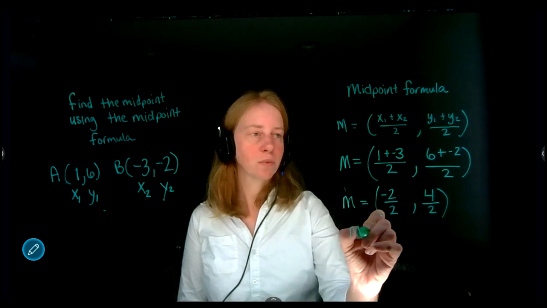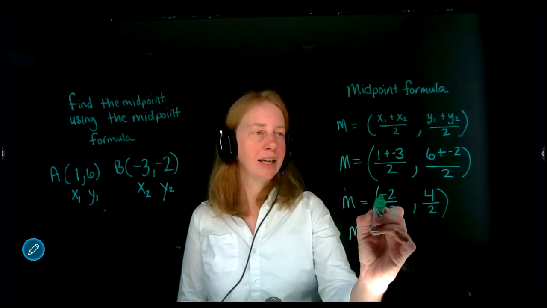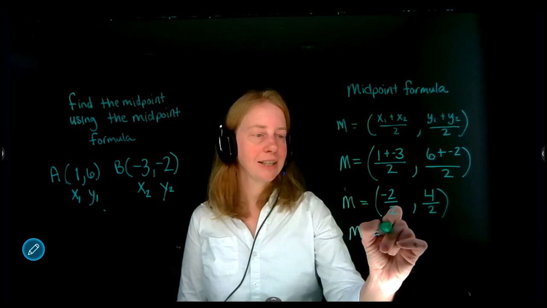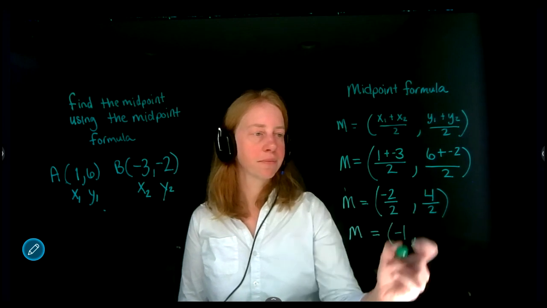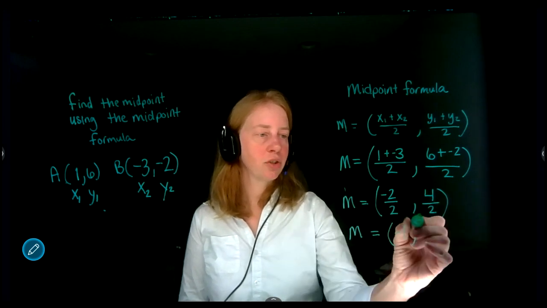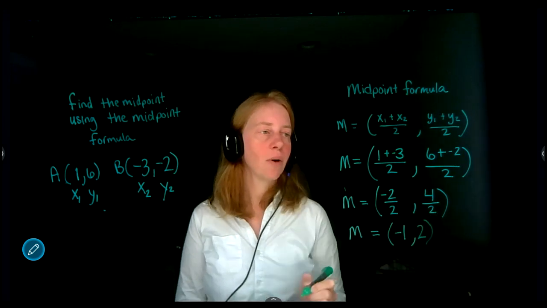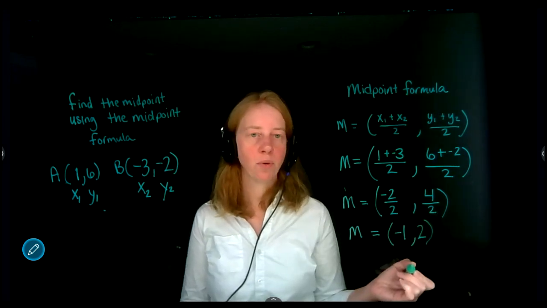Okay, so I'll just take this one step down. -2 divided by 2 is -1. 4 divided by 2 is 2. So I have now found the midpoint.